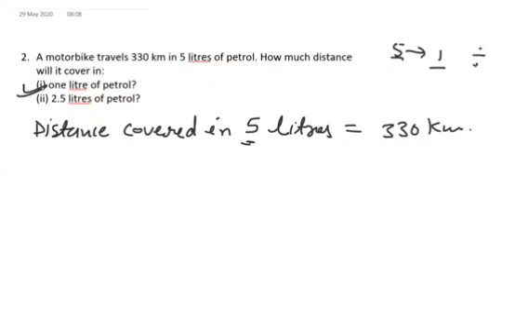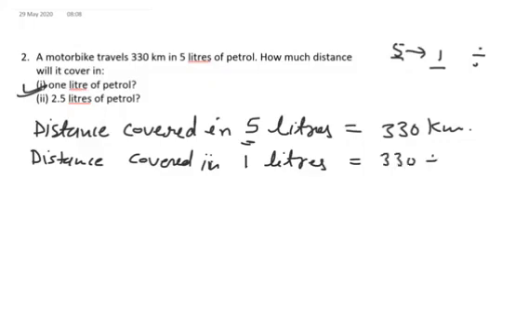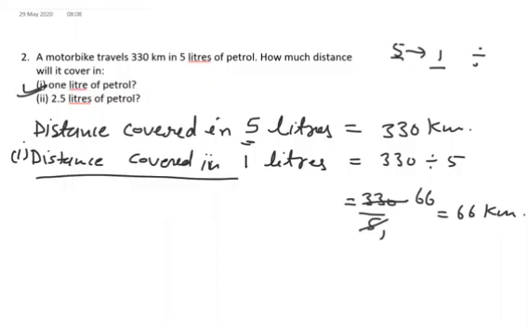I have told you, if you are going from many to one, you have to divide. So distance covered in 1 liter of petrol is equal to 330 divided by 5. So 330 upon 5: 5 ones are 5, 5 6s are 30, 5 6s are 30. So 66 kilometers. This is the answer of your first part. So distance covered in 1 liter of petrol is equal to 66 kilometers.